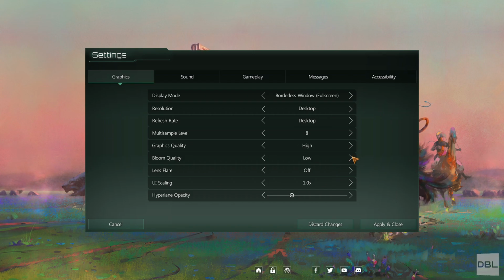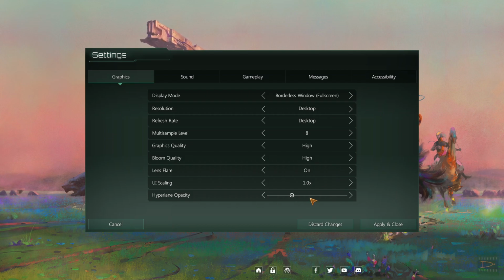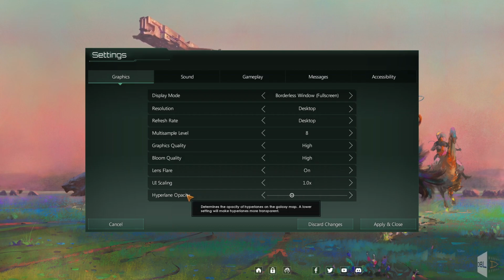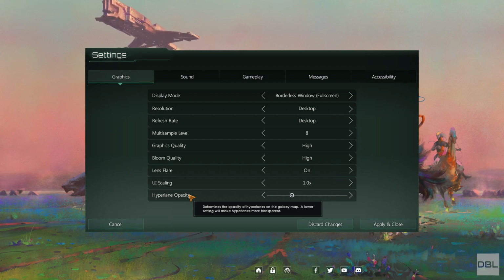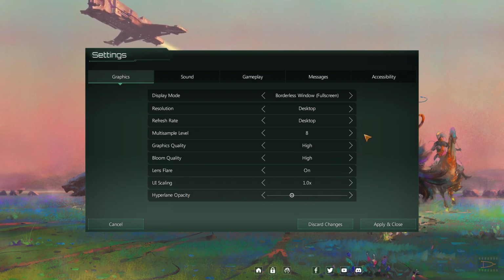That's high. Lens flare. We'll try it. UI scaling. That I don't know. We might just let that go. Hyperlane opacity. Determines the opacity of hyperlanes on the galaxy map. A lower setting will make hyperlanes more transparent. Well, I guess we'll find out what that is.